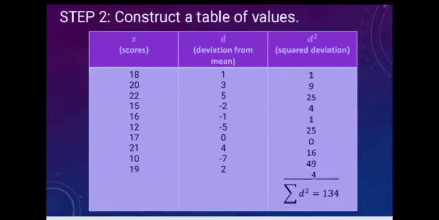Now let us square the deviation. The square of 1 is 1. The square of 3 is 9. The square of 5 is 25. The square of negative 2 is 4. The square of negative 1 is positive 1. The square of negative 5 is positive 25. The square of 0 is still 0. The square of 4 is 16. The square of negative 7 is positive 49. And the square of 2 is 4.